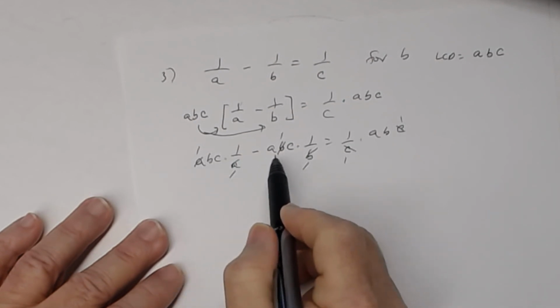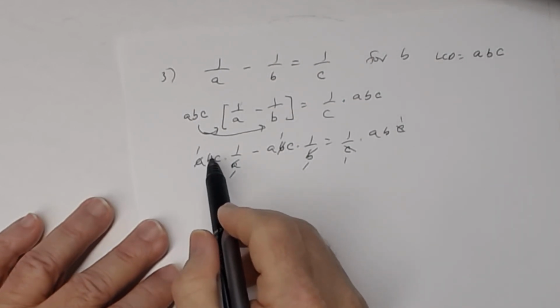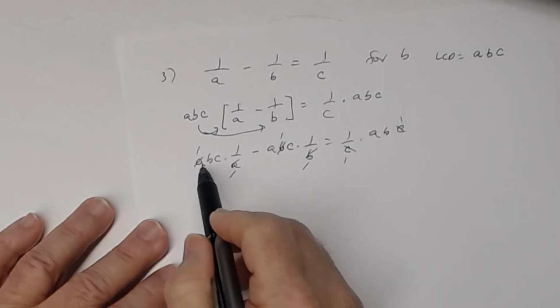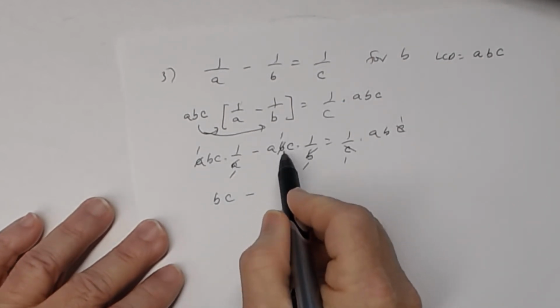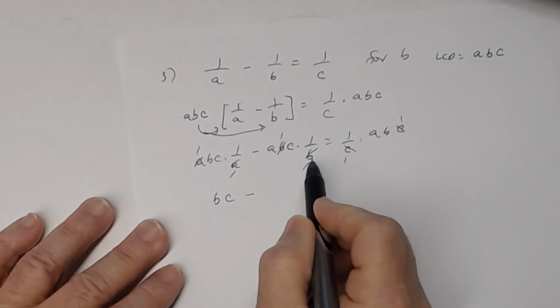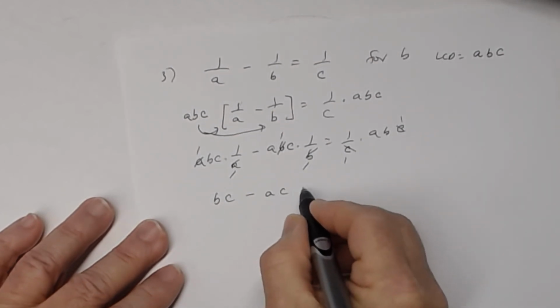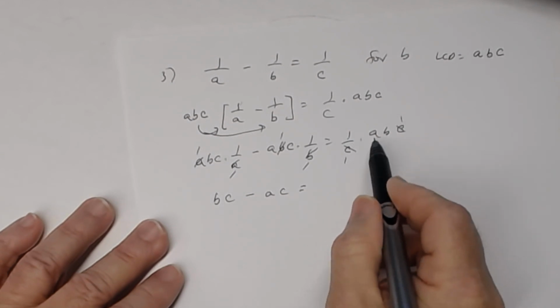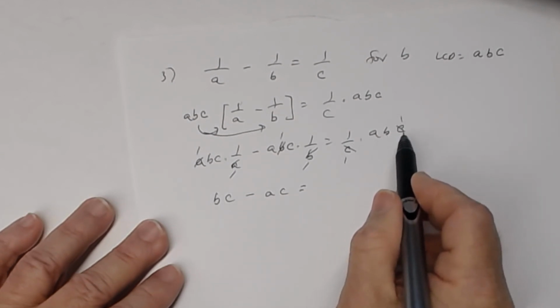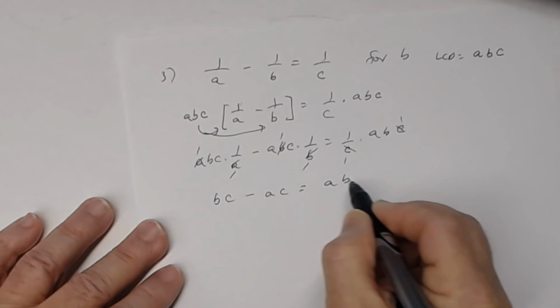And now remember, all this is multiplication. 1 times b times c times 1 is just bc. Subtract. A times 1 times c times 1 is just ac. Equal. And then over here, 1 times a times b times 1 is ab.